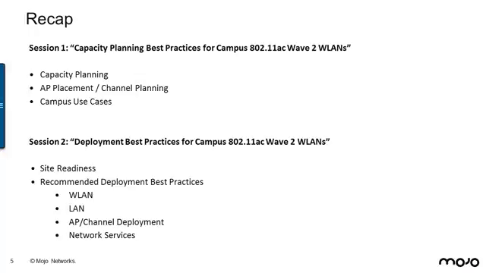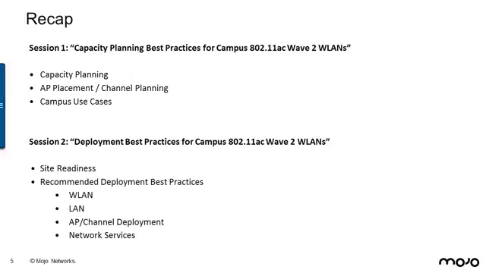For session 1, we talked about capacity planning and the need for capacity planning, basically trying to find out how many APs or how many channels, how much spectrum you need in a given area to meet the use case requirements. We looked at AP placement and channel planning, for instance, using Mojo Planner to understand how many APs you're going to need for a given environment. Then we also looked at some campus use cases, and we worked out a basic, simple, two-step process to come up with the number of APs that we would need for a given use case.